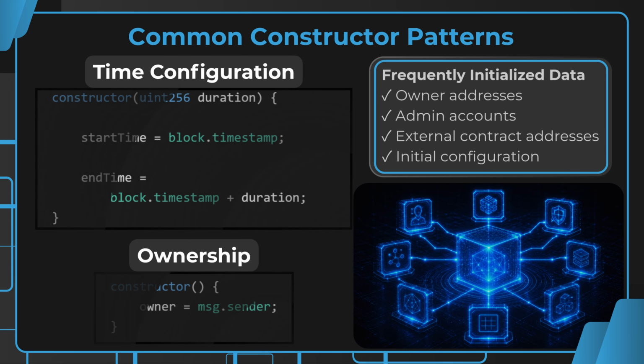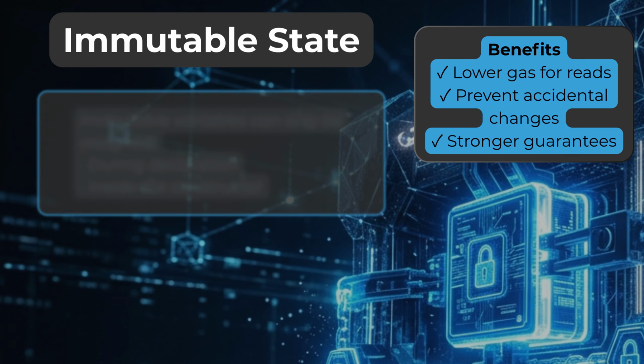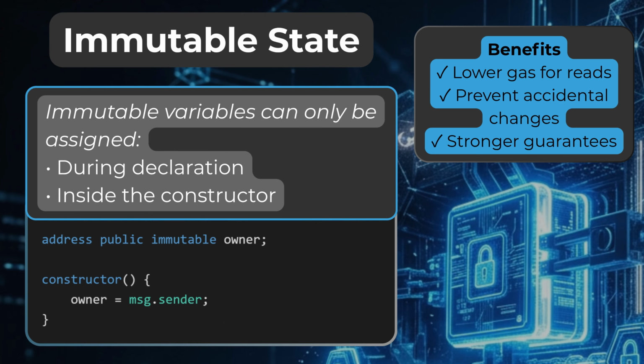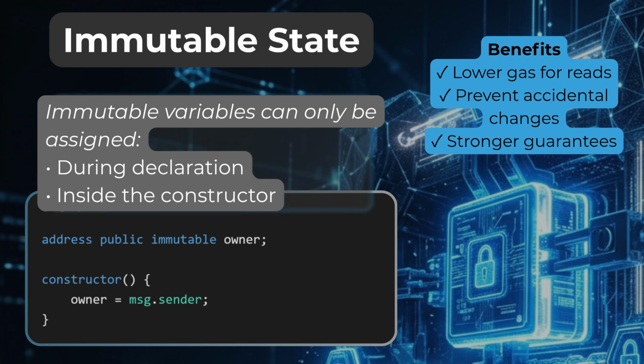A very common pattern is setting ownership during deployment. Another common pattern is setting start and end times. You'll also see constructors used to initialize admin lists, addresses of external contracts, and immutable configuration values. Immutable variables can only be assigned during declaration or inside the constructor.